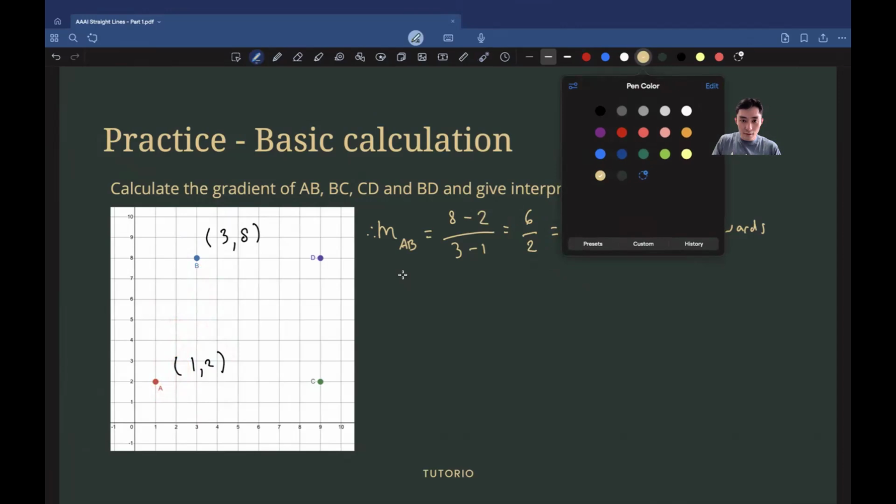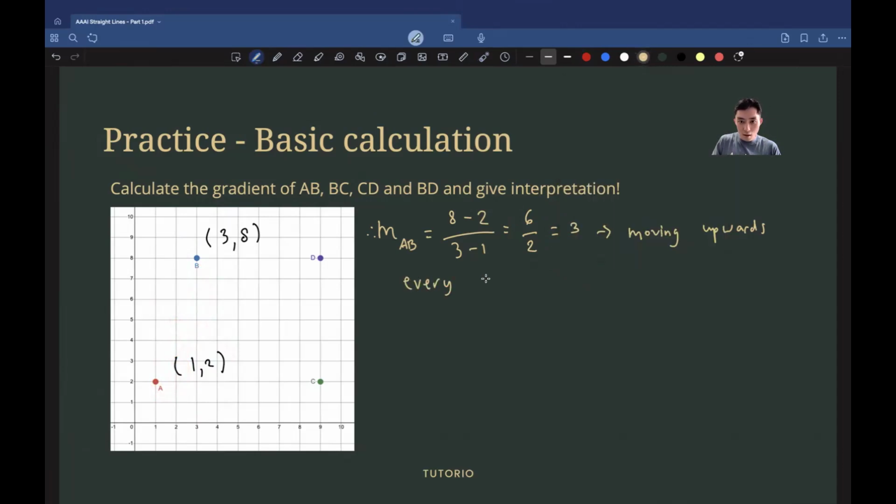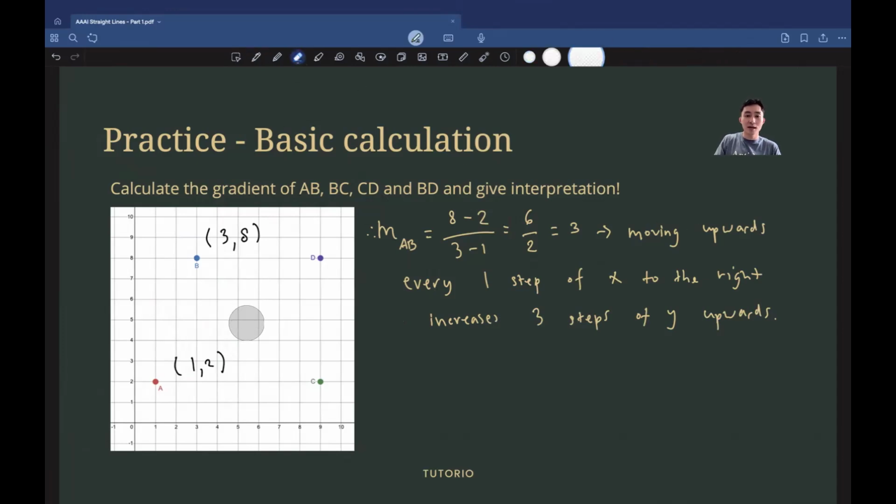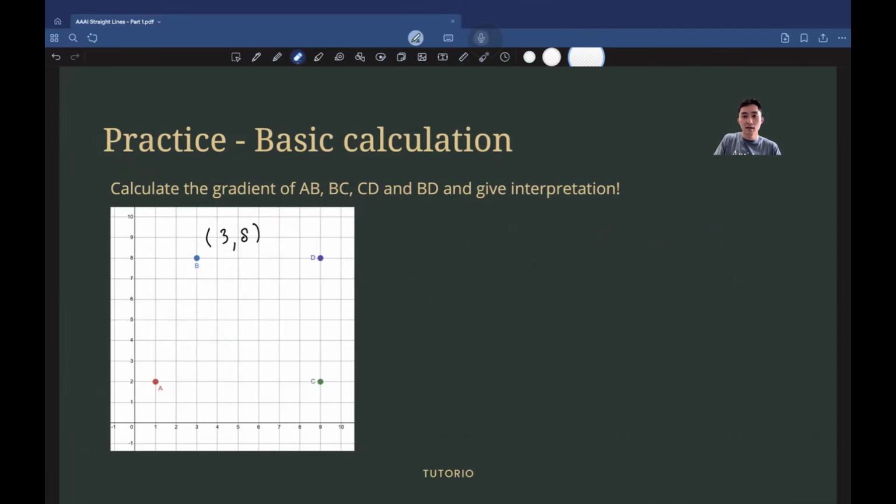So every 1 step of x to the right, or we can say to the positive direction, increases 3 steps or value of y upwards. All right, so that's for AB. Okay, now I'm going to erase everything so we can continue with the other points. So next is mBC, this BC.